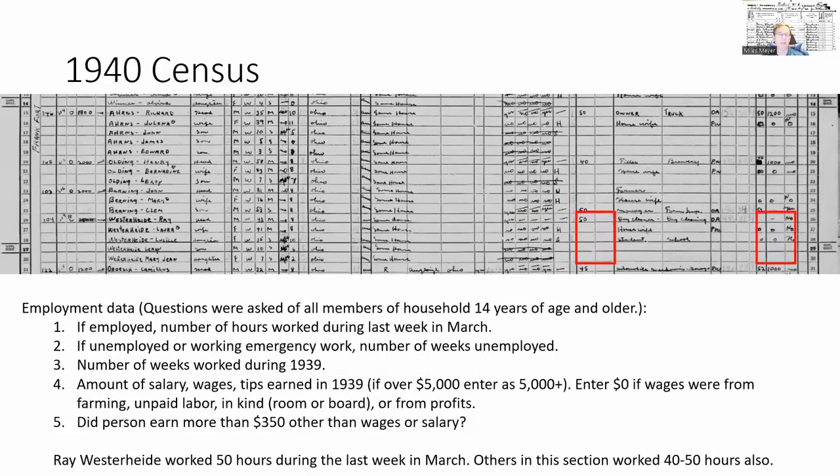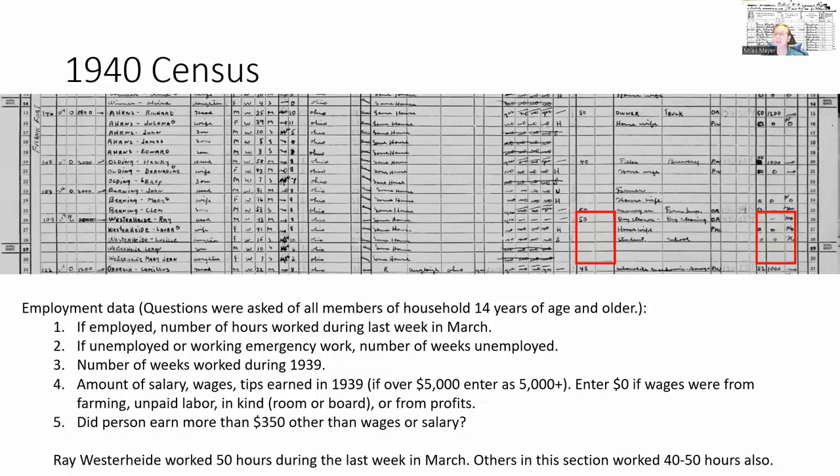And then it also gives us the number of hours worked. So you can see in this case, it's 50 for Ray Westerheide. If they're unemployed or working emergency work, the number of weeks employed, the number of weeks worked during 1939, and the amount in salary and wages, if they made salaries and wages, and did the person earn more than $350 other than wages. So you can see, again, Ray Westerheide worked 50 hours, and you can see other people in this section were 40, 45, or 50 hours.